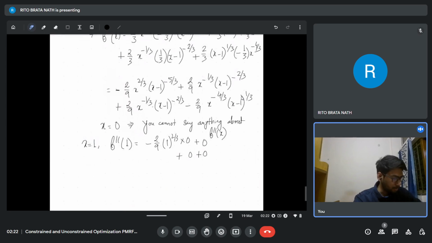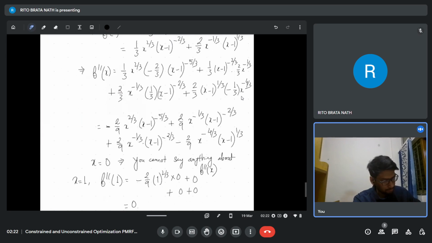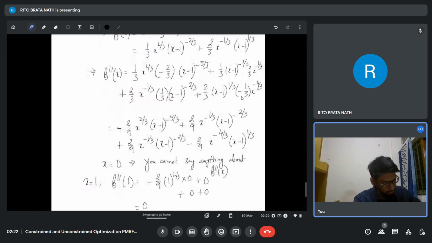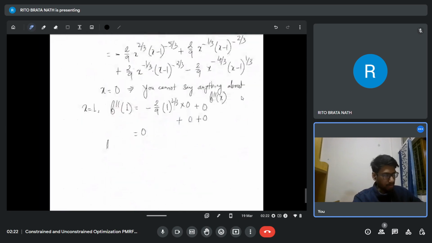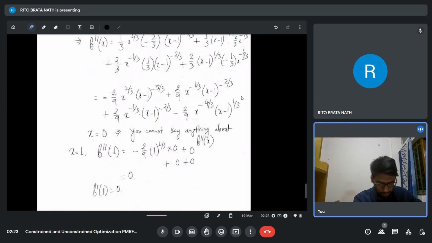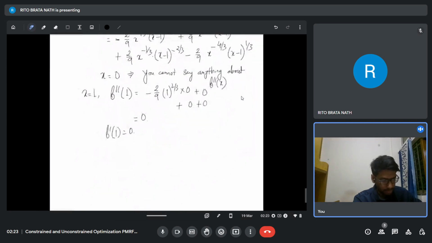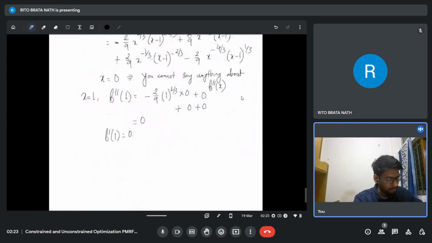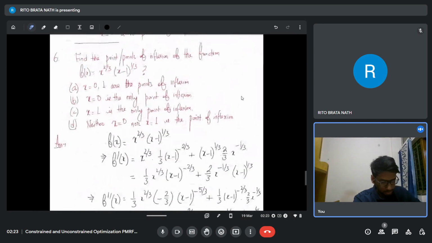And because there are no negative terms involved here, that's why you can write it. So f double prime 1 is 0 and f prime 1 is also 0, and I don't know what the expression of the higher order terms will look like, but anyway, this is neither a minima nor a maxima from this. So what you can write is that x equals 1 is the only point of inflection.